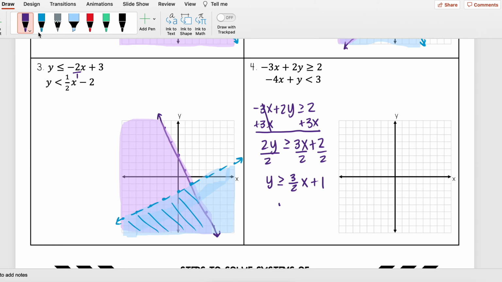And so this tells me that I want to shade above because it's greater than or equal to. And it's going to be a solid line because I have that line underneath it. So I'll start at my y-intercept 1, and I want to go up 3 to the right 2, and then down 3 to the left 2. And then I'm going to shade everything above it.